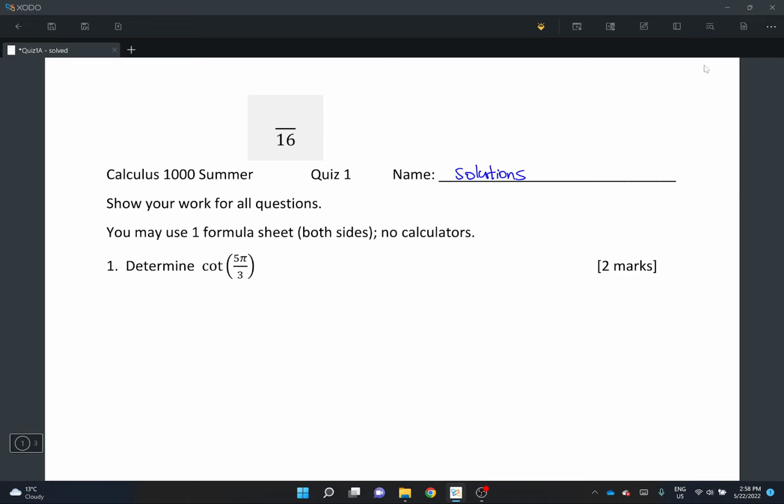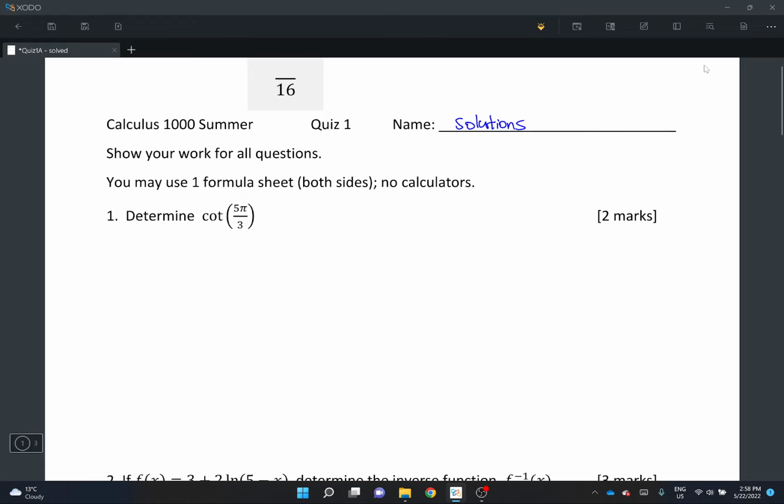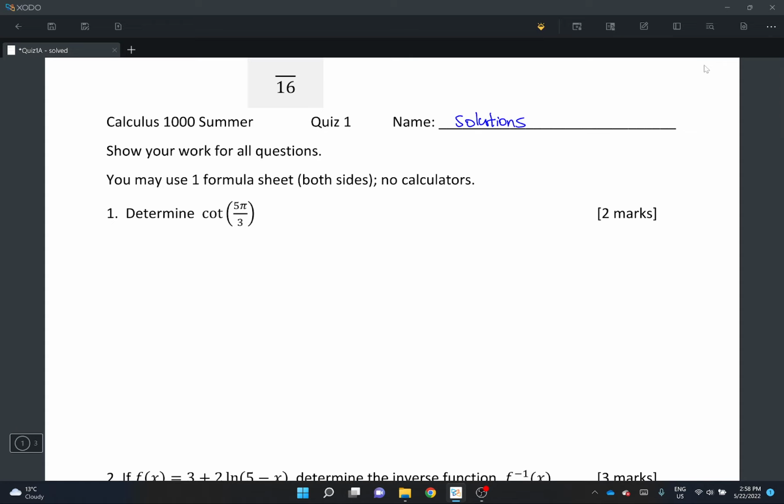Alright, first question asks you to show your work. Determine the cotan of 5 pi over 3. So the first thing that I like to do for evaluation questions involving reciprocal trig functions is to rewrite them as regular trig functions. Cotan is 1 over the tan. So I'm going to write 1 over the tan of 5 pi over 3.